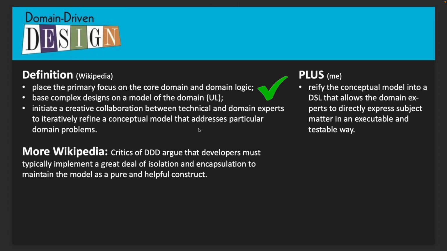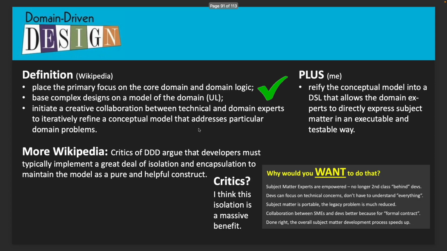More Wikipedia. Critics of DDD argue, says Wikipedia, that developers must typically implement a great deal of isolation and encapsulation to maintain the model as a pure and helpful construct. Yes, I agree, but I don't see why this can be seen as criticism. I think the separation of the subject matter and technical stuff, isolated as much as possible, that's great. That's not a drawback, right? At least in many systems. And so I don't think this is a criticism, right?